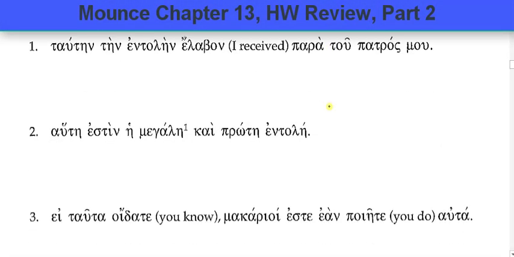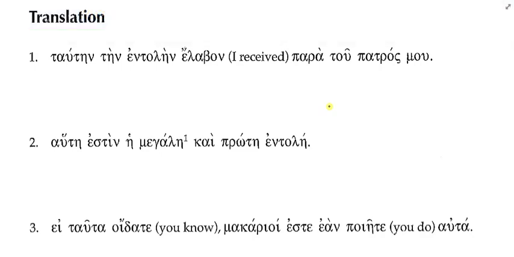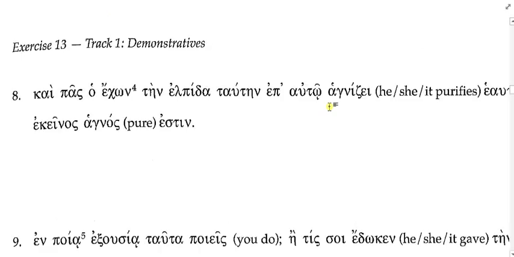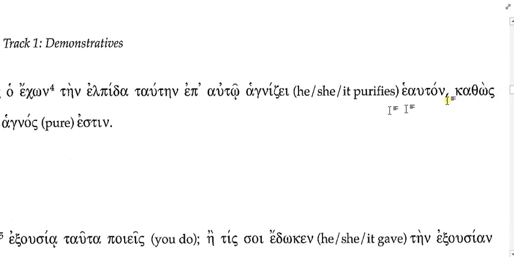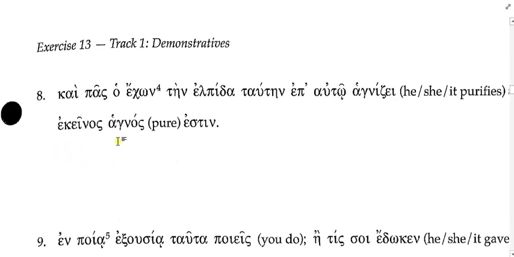Let's look at the translation work. Any questions here? Let's read number 8 in unison, shall we? Ready? Kai pas ha echon tain elpida tautain ep' autō hagnizei heauton kathōs ekeinos hagnos estin. All right, good.